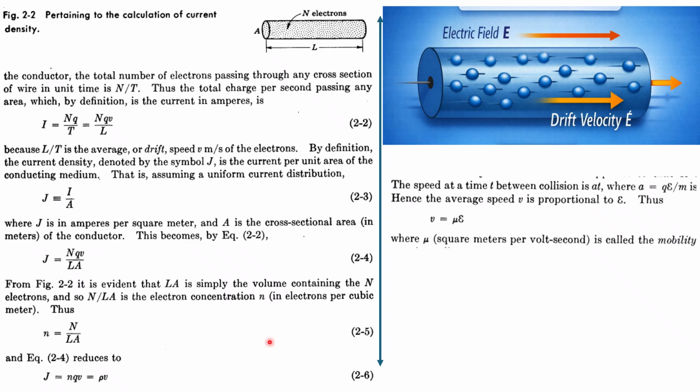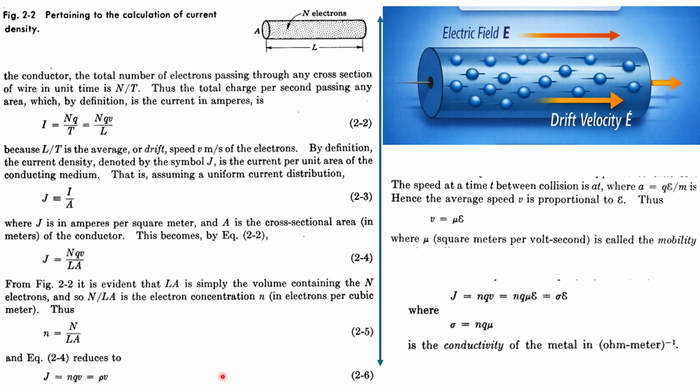Now we know one relation, v is equal to mu into E, right? So the drift velocity v can be written as the mobility into the electric field that we have applied across this conductor wire. Now if you replace v in the equation J is equal to n q v, then you will get n q mu E, right? So n q mu is a constant, that you can call the conductivity.